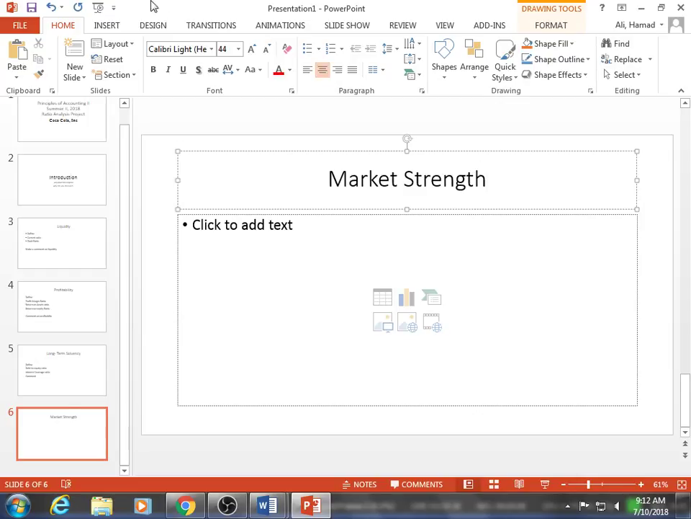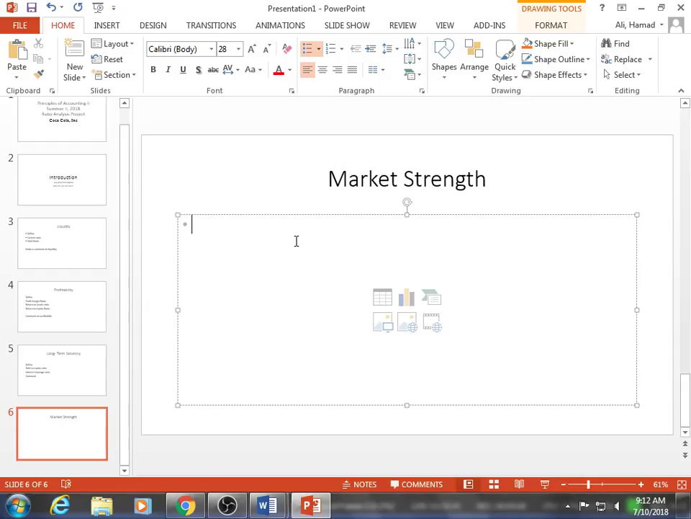Okay, then you're going to define market strength. Number one, define it. And number two, you put the ratio, in this case the price earning ratio. Price earning ratio. Okay, and you define the ratio. You plug it in, do the numbers, and then comment.